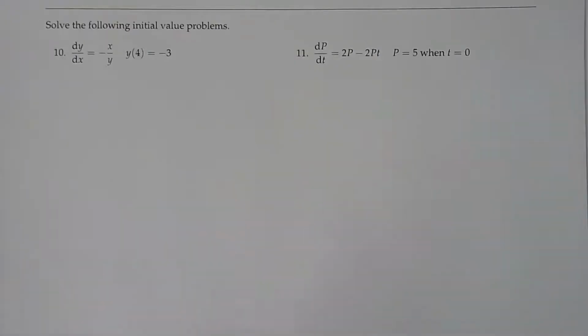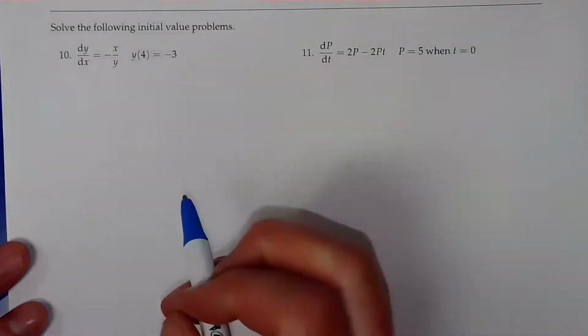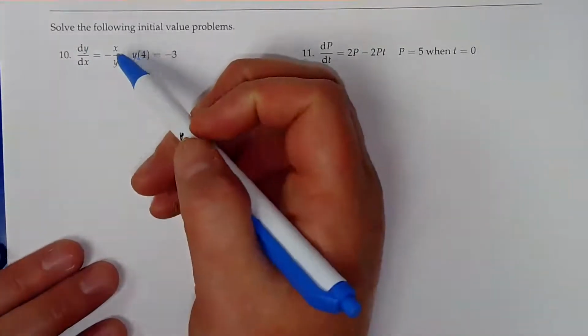Right, so let's look at how to deal with a separable differential equation when we're given an initial condition. So these are initial value problems. And we're going to start this out the same way that we were solving the other ones. We'll start by getting our general solution. So dy/dx is equal to negative x over y.